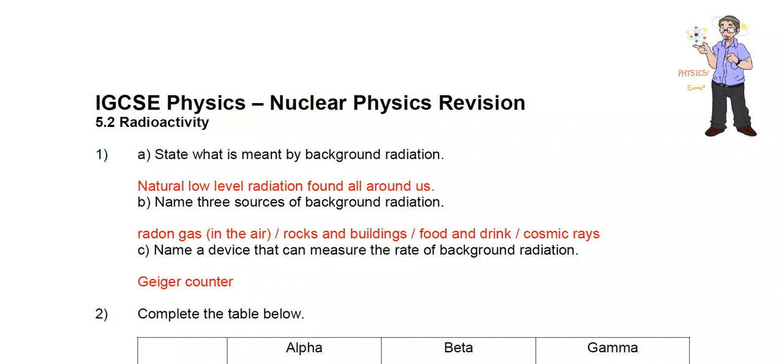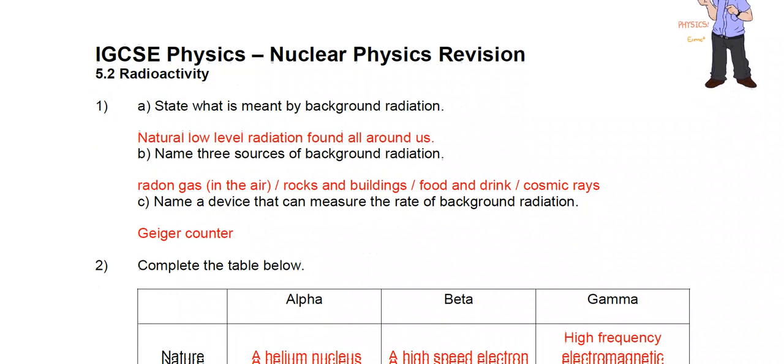5.2 Radioactivity Memo. Number 1. State what's meant by background radiation. Well, low-level radiation found all around us. B. Name 3 sources of background radiation. Well, radon gas, rocks and buildings, food and drink, and even cosmic rays.